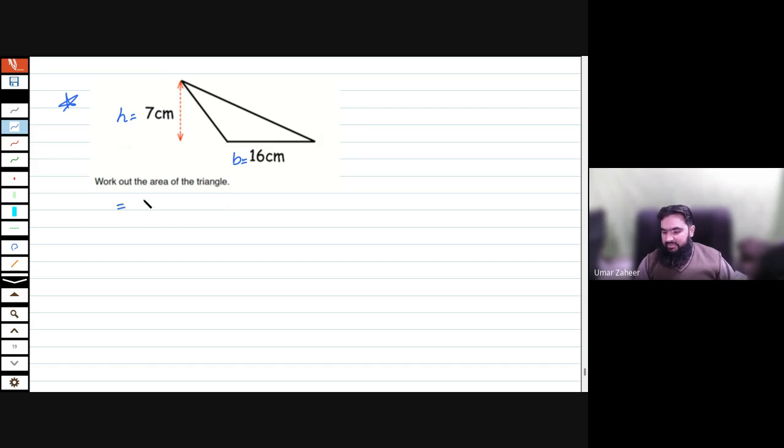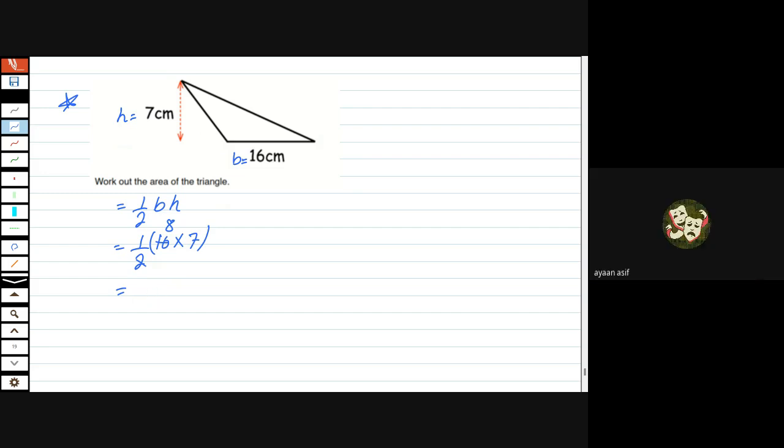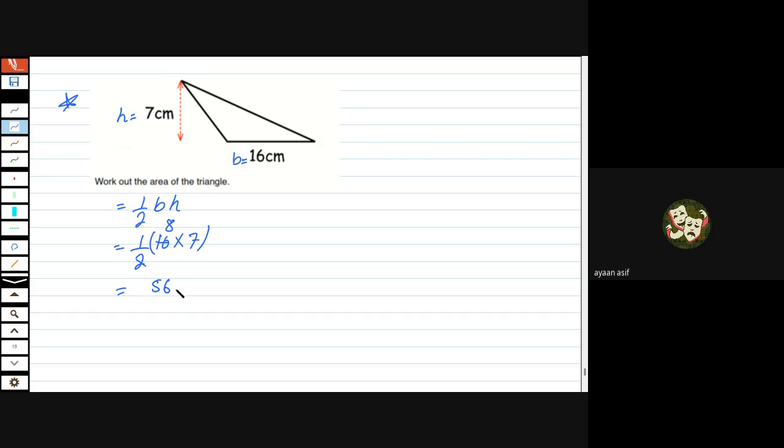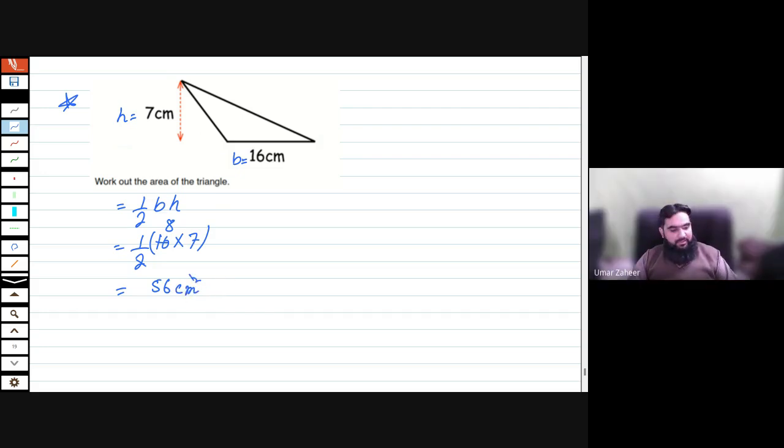So the area of a triangle is 1 by 2, base multiplied by height. The base is 16 multiplied by height, that is 7. 2 times 8 is 16. Yes, 8 multiplied by 7 will be 56 centimeters squared.